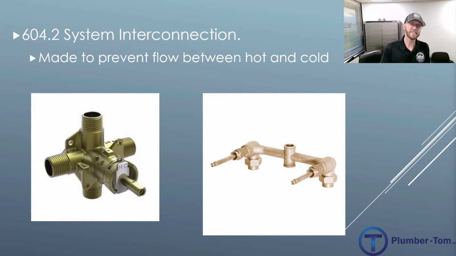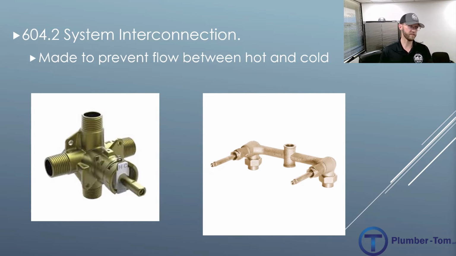604.2 talks about system interconnection, and it says at points of interconnection between the hot and cold water supply piping systems and the individual fixtures, appliances, or devices, provisions shall be made to prevent flow between such piping. We are specifically talking about not crossing hot and cold. Obviously, if you're running pipe and you accidentally hook pipes up to the wrong side, like, oops, this hot connected to the cold, you're going to have issues. Water will always take the shortest path, and it's going to travel through.